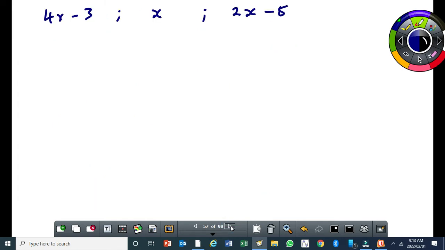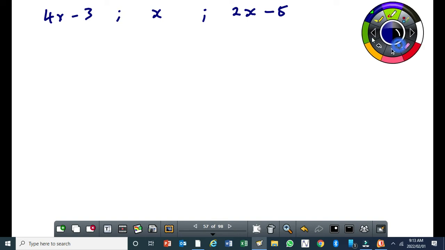So we need to substitute x equal to 5 over 7, right? So if I put x equal to 5 over 7 here, 5 times 4 gives me 20. So 20 over 7 minus 3. What's 20 over 7 minus 3? It's negative. That's the first term. So the second term is going to be 5 over 7.